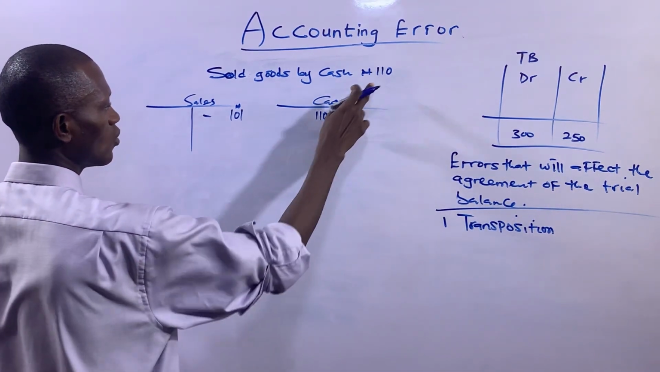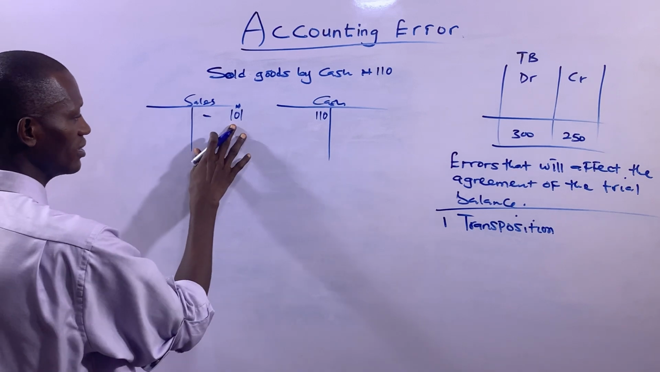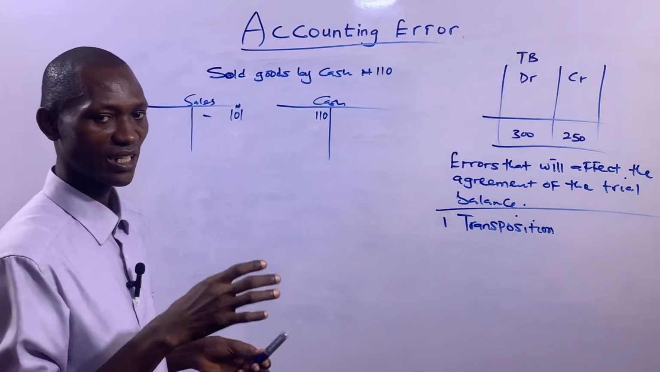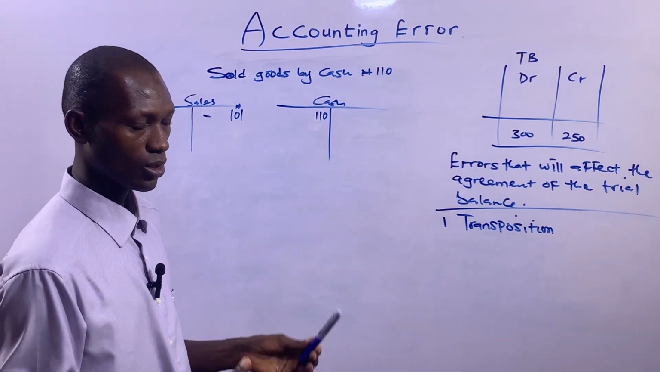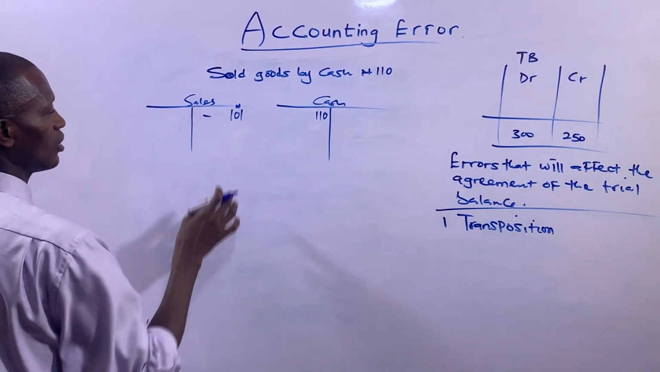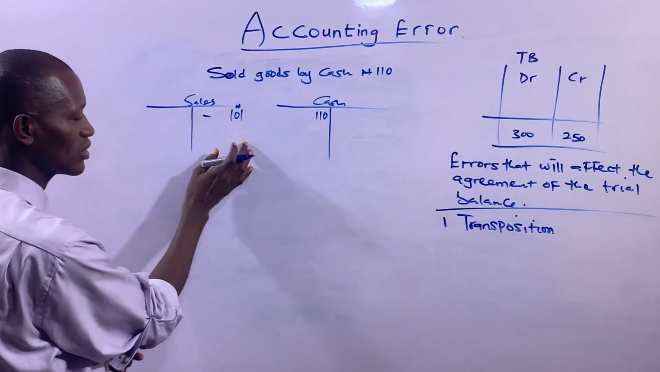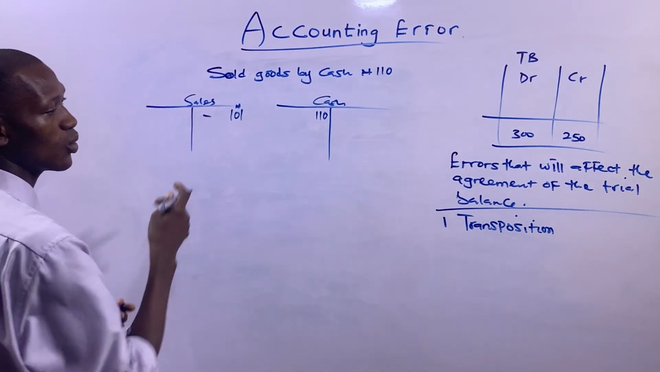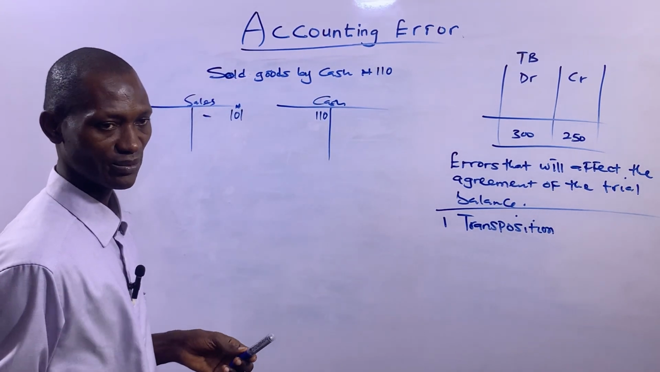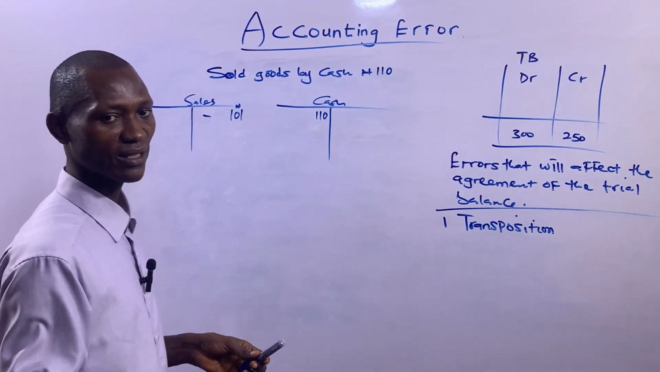So that's 110 minus 101. That's 9 naira. So to correct this error now, that means sales account has been undercast by 9 naira. That's basically what that means. So to correct this error, you will have to credit sales account with 9 naira so as to increase the balance from 101 to 110. Then the corresponding debit entry of that will go to suspense account.